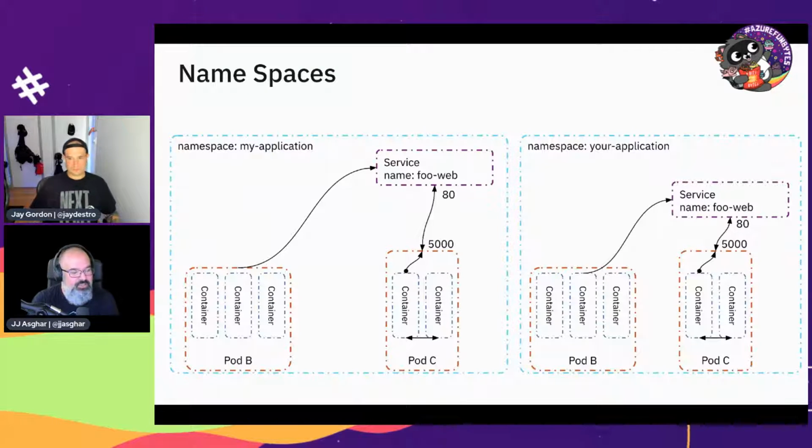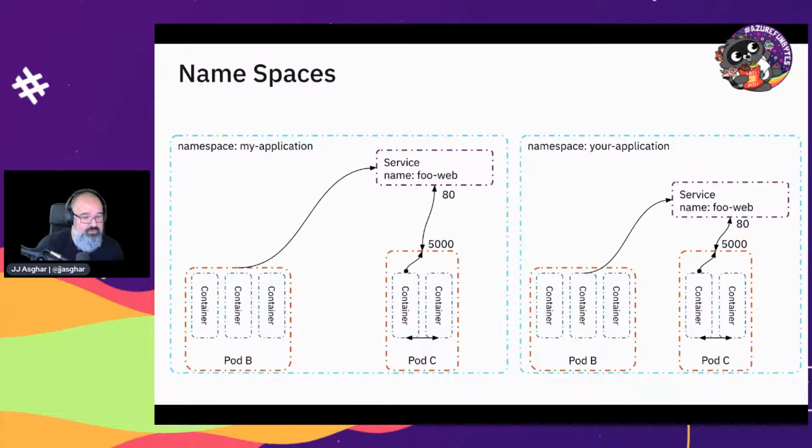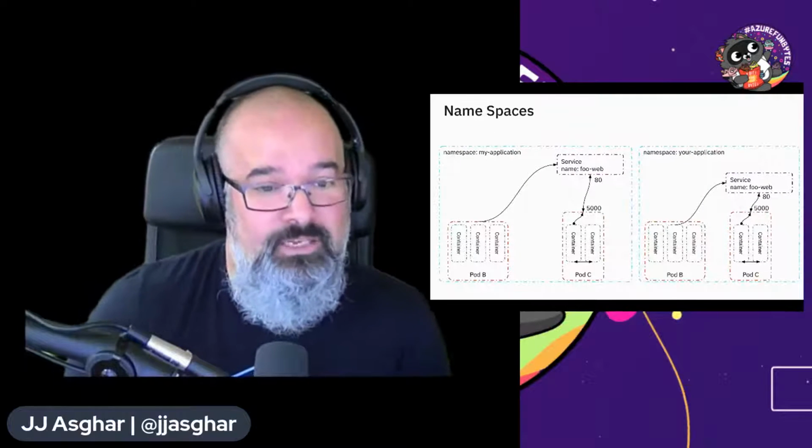But to start talking about where OpenShift and Kubernetes start splitting, there's a term called namespaces in Kubernetes. And that's really important. Namespaces is a way to kind of slice and dice your Kubernetes cluster into, in this case, your application and my application, or for that matter, you can do dev, QA, and prod all on the same Kubernetes cluster.